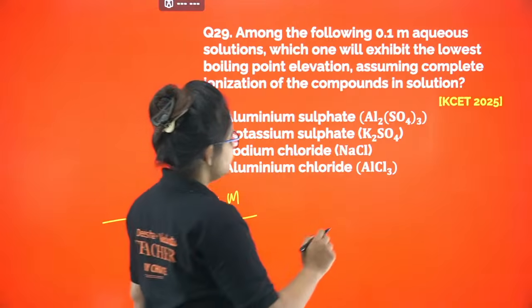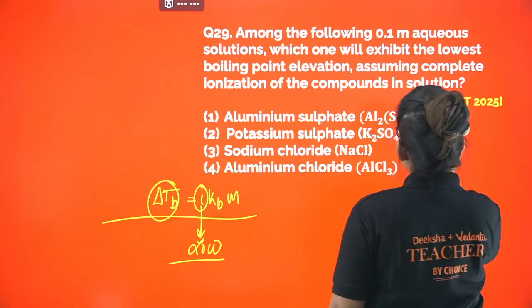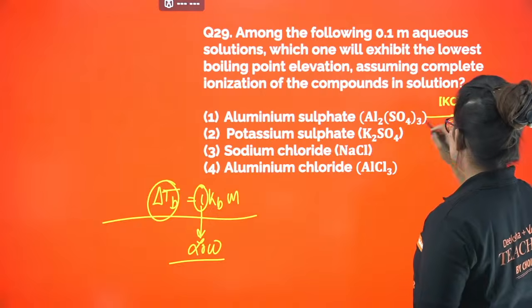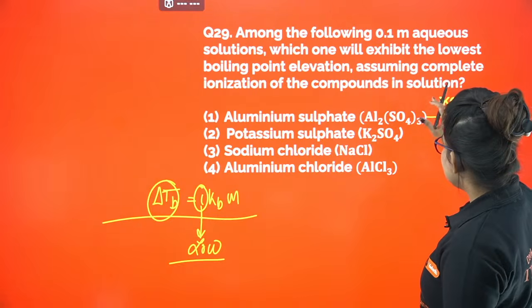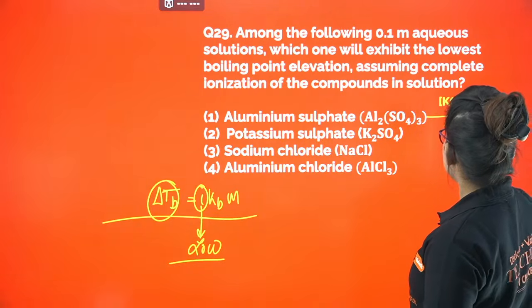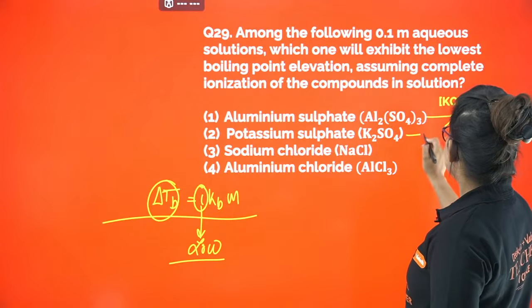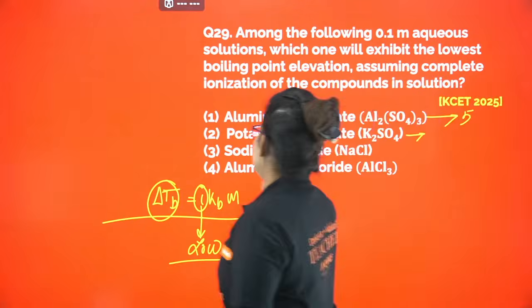Let's see for this case. If you break it down, in the last case I did the breakdown, 2 Al3+ and 3 SO4 2-, so overall i will be 5. For this case, let me break it down here.